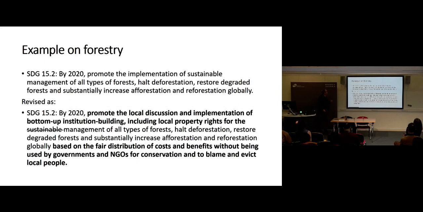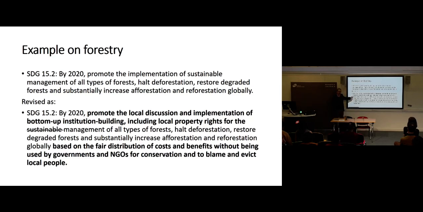I have a very quick example from forestry also to show the idea. So SDG 15.2 says, by 2020, promote the implementation of sustainable management of all types of forests, halt deforestation, restore degraded forests and substantially increase afforestation and reforestation globally. After reading a lot of literature regarding forestry, etc., we said, okay, we need to reformulate this. We were writing then: by 2020, promote the local discussion and implementation of bottom-up institution building, including local property rights for... We erased that one.